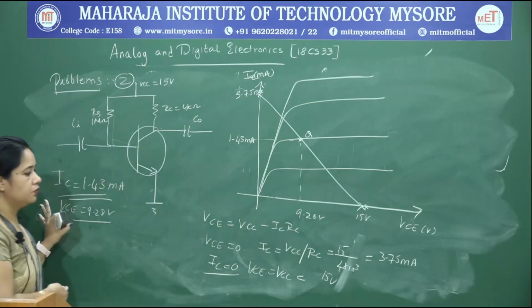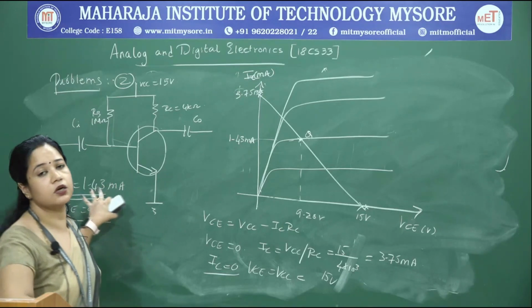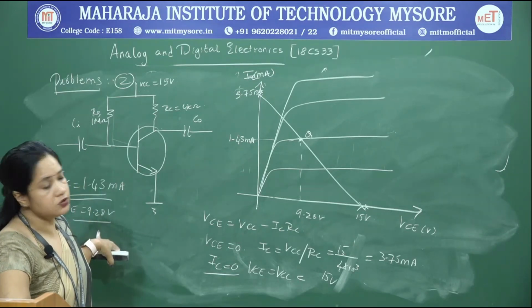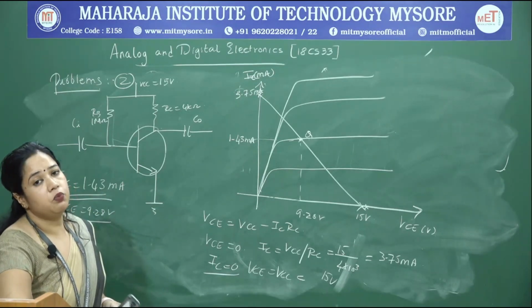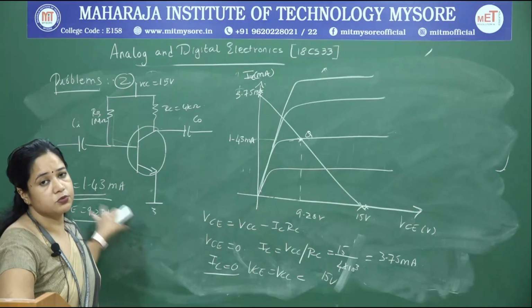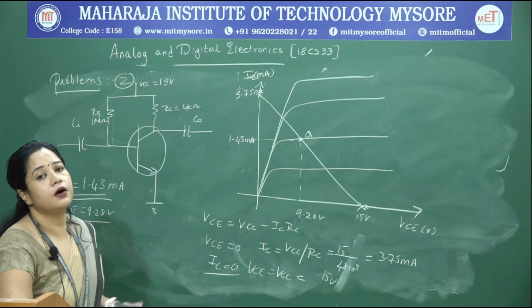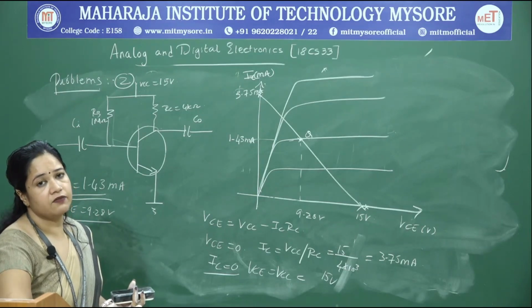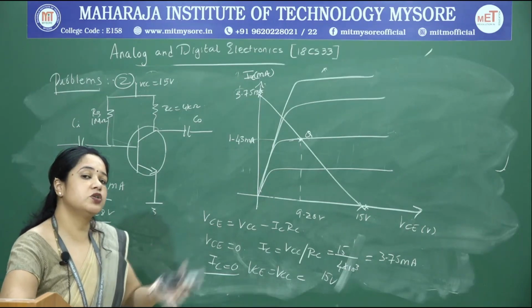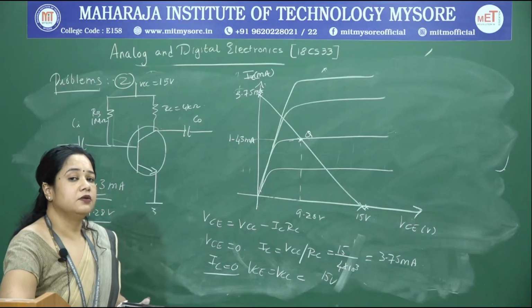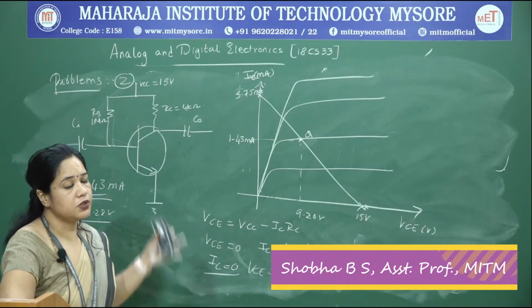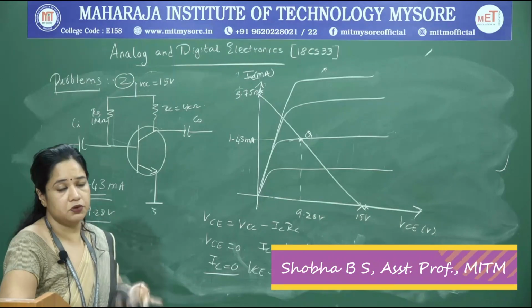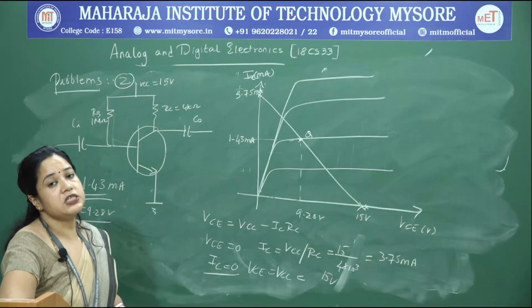So this is how we have worked out 2 problems on fixed bias circuits. In the next class, we will work one or two more problems on the fixed bias circuit and take up the next biasing circuit, collector to base bias, discuss its advantages and disadvantages, and we will also discuss the voltage divider biasing circuits. With this we will be completing the BJT biasing chapter of your module 1.